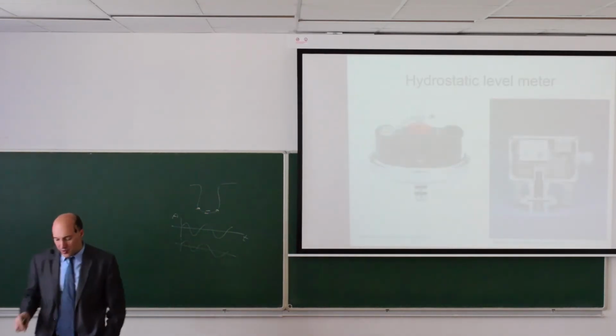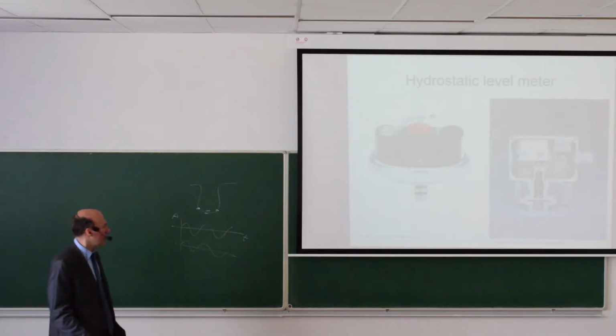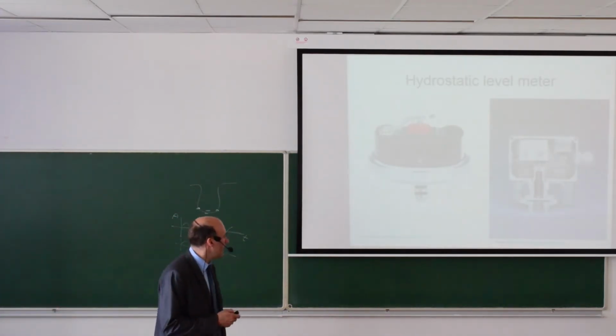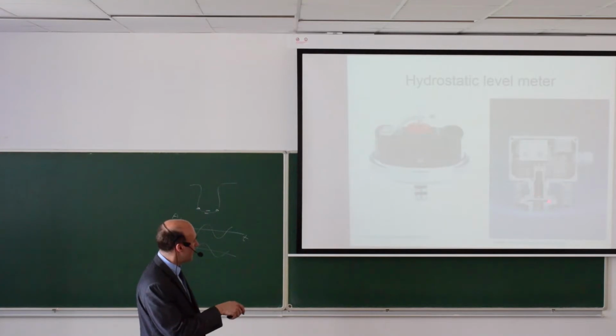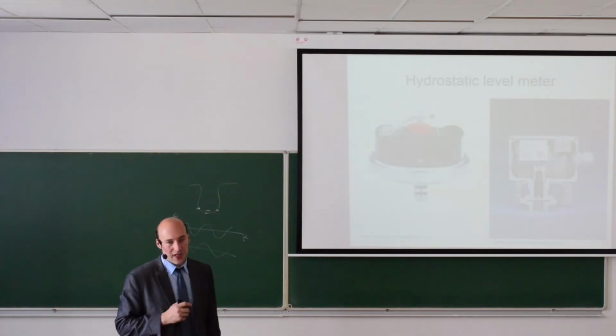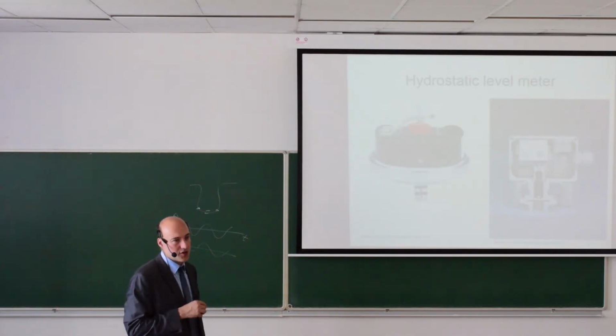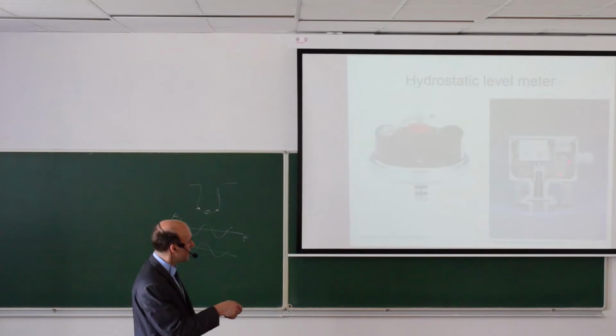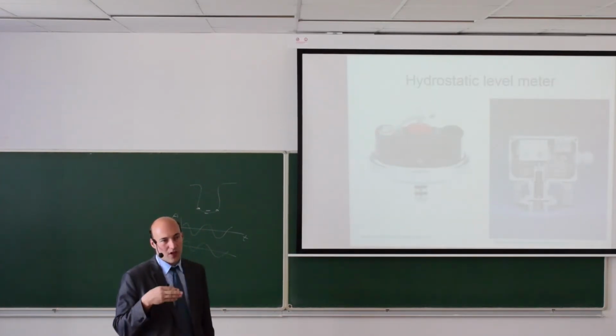Here is an example of a hydrostatic liquid level meter. Here is a diaphragm, and we transfer the motion of this diaphragm to this position sensor, which in this case is an LVDT position sensor. So we are basically sensing the deformation of this diaphragm with a normal position sensor.